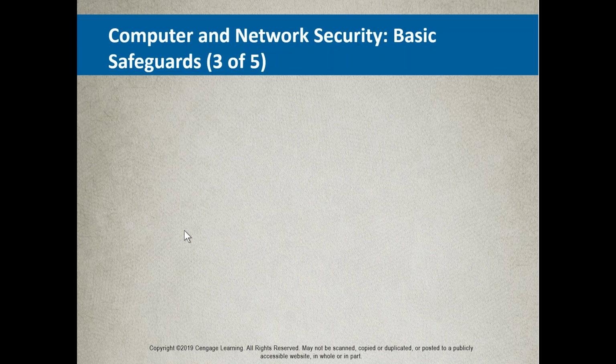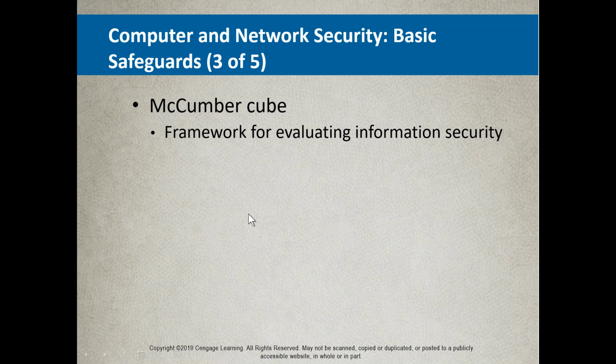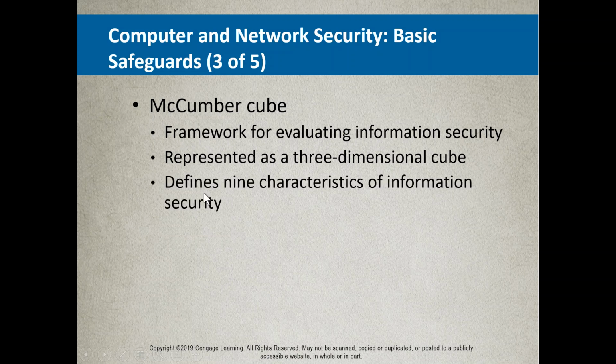All right, another theoretical framework which network security managers follow is called the McCumber Cube. The McCumber Cube basically follows a framework for evaluating information security. So that means the security manager uses this cube to look at how the different aspects of the security within the company are organized. It is represented as a three-dimensional cube, which you'll have a look at here. It defines 9 characteristics of information security.